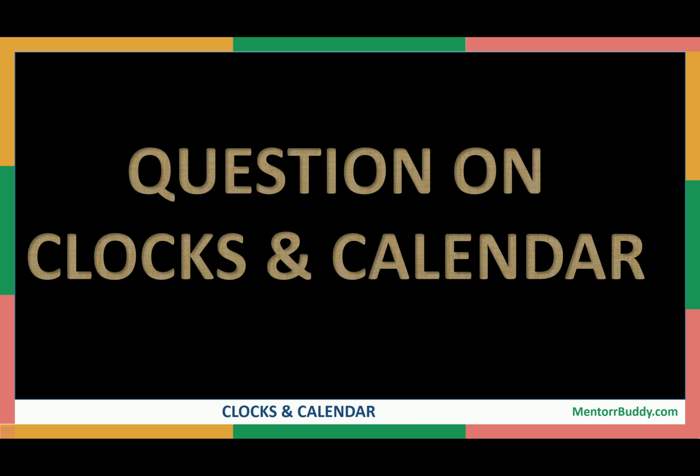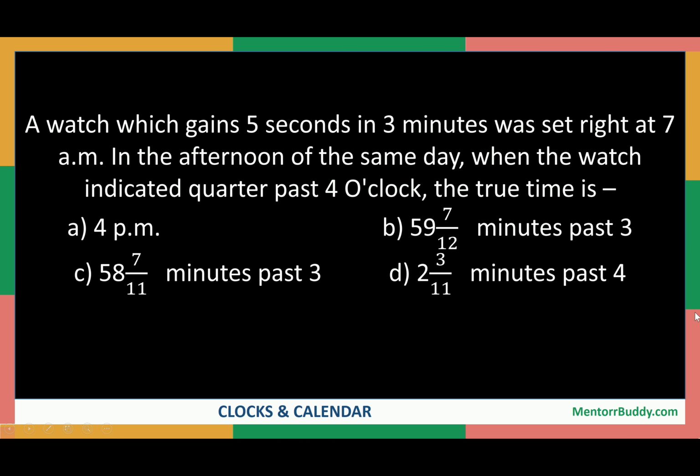Here we have a question on clocks and calendar. So we'll quickly see a question which says a watch which gains 5 seconds in 3 minutes was set right at 7 a.m. In the afternoon of the same day, when the watch indicated quarter past 4 o'clock, the true time is. We have been given 4 options and we need to choose one correct option.